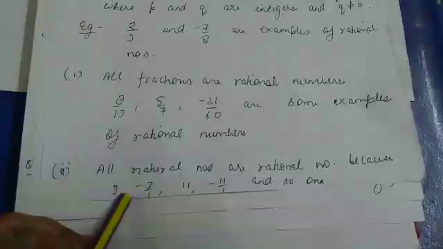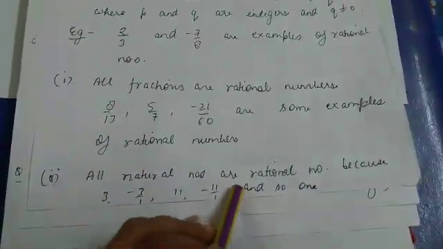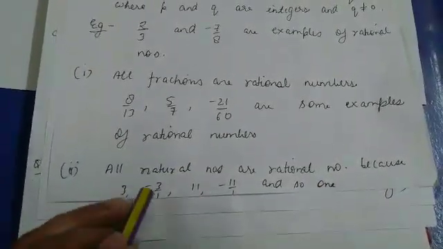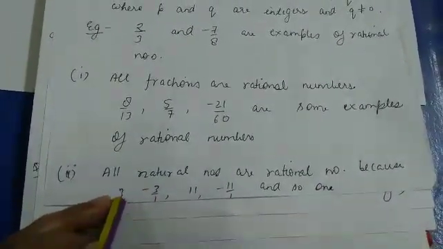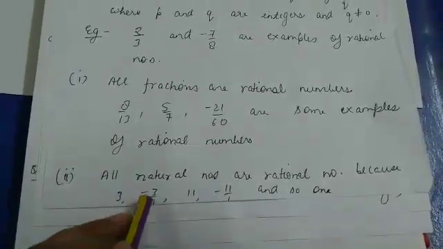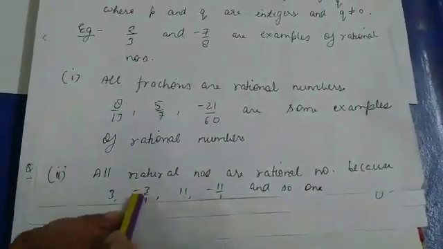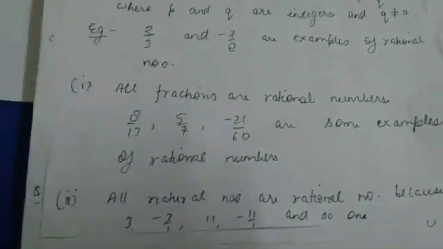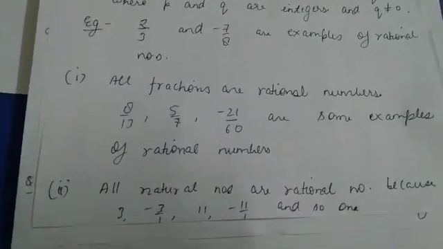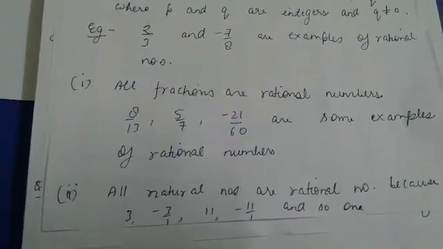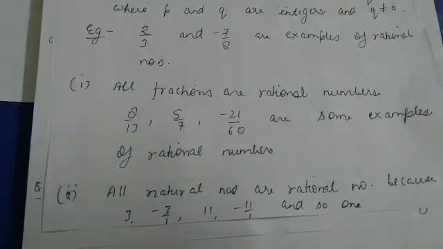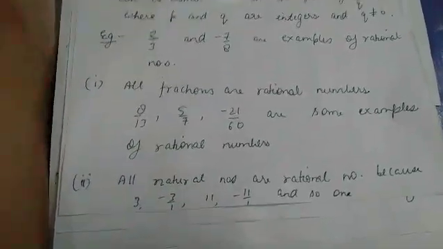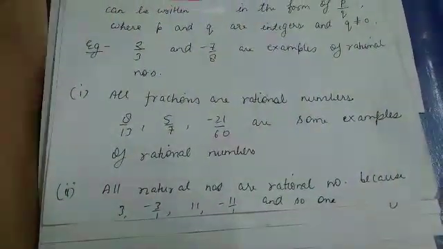Now next point, all natural numbers are rational numbers because 3 can be written as 3 upon 1, 11 as 11 upon 1. All natural numbers are rational numbers because their denominator is 1. Example: 2 upon 1, 3 upon 1, 4 upon 1, all are rational numbers. It means natural numbers come under rational numbers.